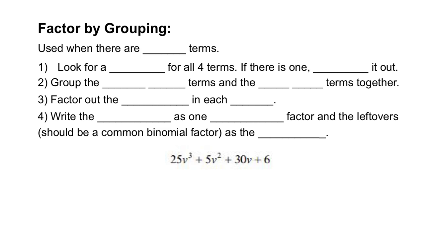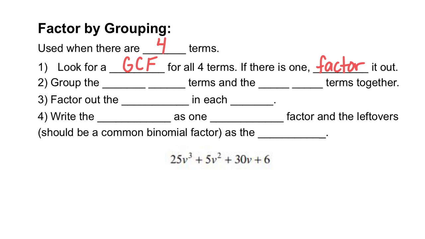So grouping is only used when there are 4 terms in the polynomial. So a very specific method to use when you got a 4-term situation. First thing we want to start with is looking for a GCF for all 4 terms first. Because if there is a GCF in the whole thing, we need to factor that one out first.